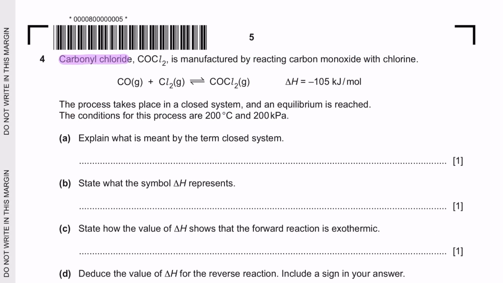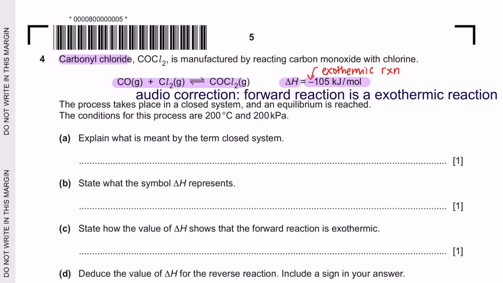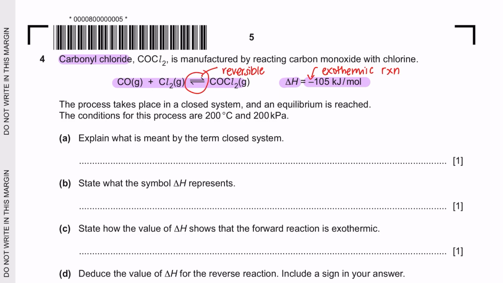Question 4. Carbonyl chloride is manufactured by reacting carbon monoxide with chlorine. So this is the reaction and we can see that the enthalpy change given is -105 kJ per mole. The negative sign here indicates that the forward reaction is an exothermic reaction, and this symbol tells us that this here is a reversible reaction. The process takes place in a closed system and an equilibrium is reached. Conditions for this process are 200 degrees Celsius and 200 kilopascal.